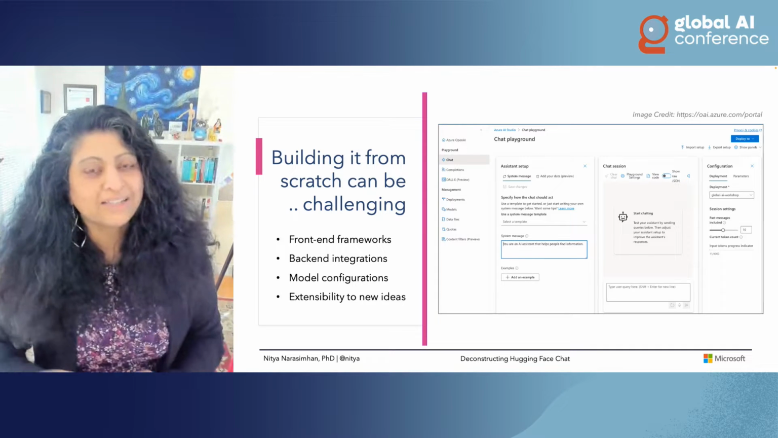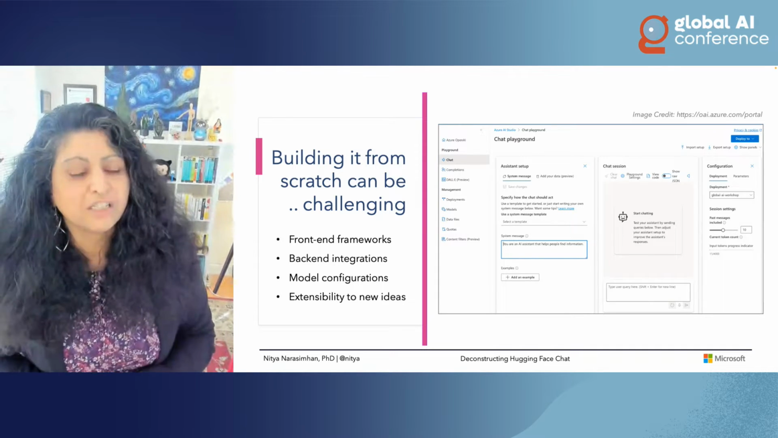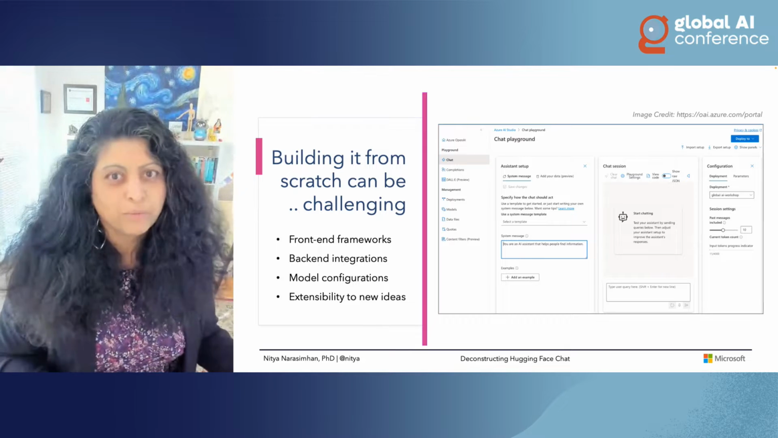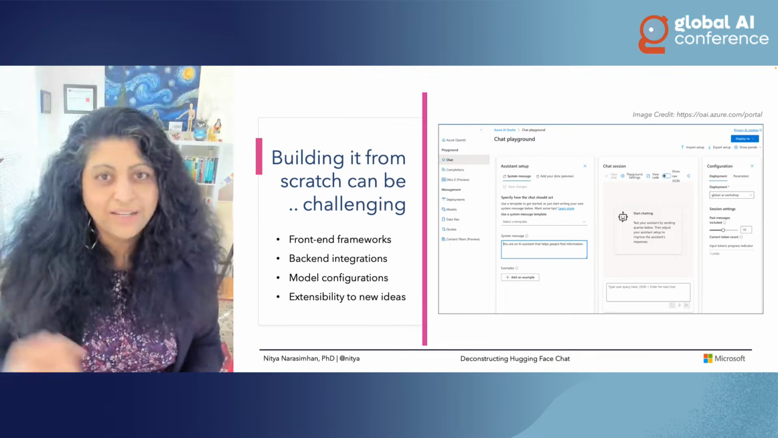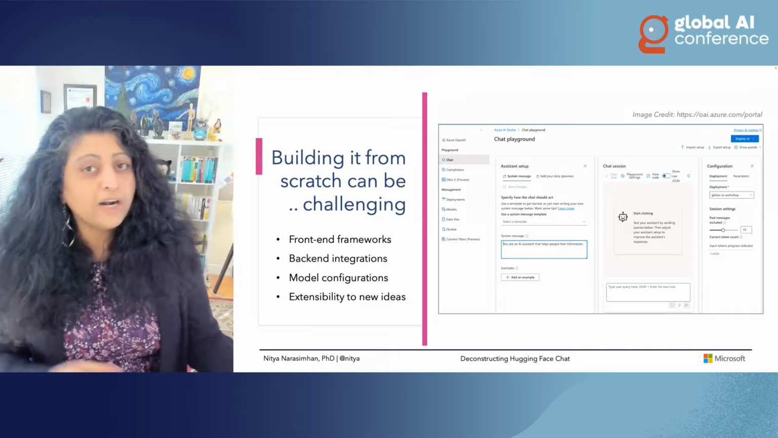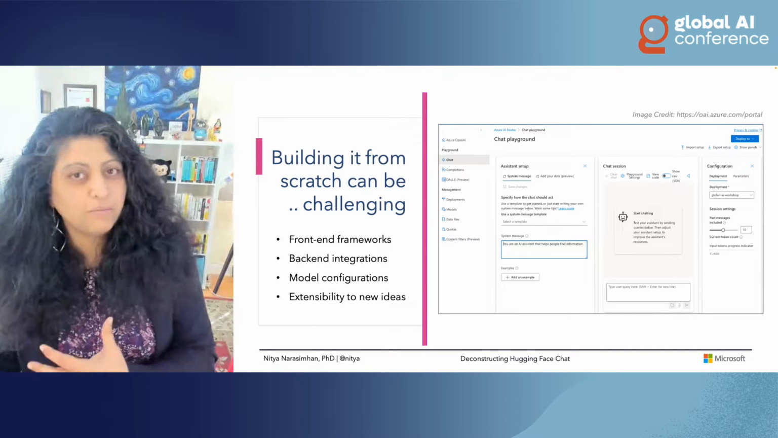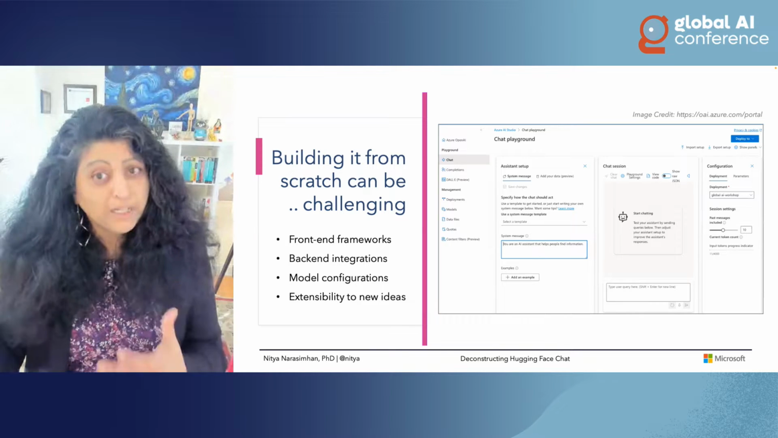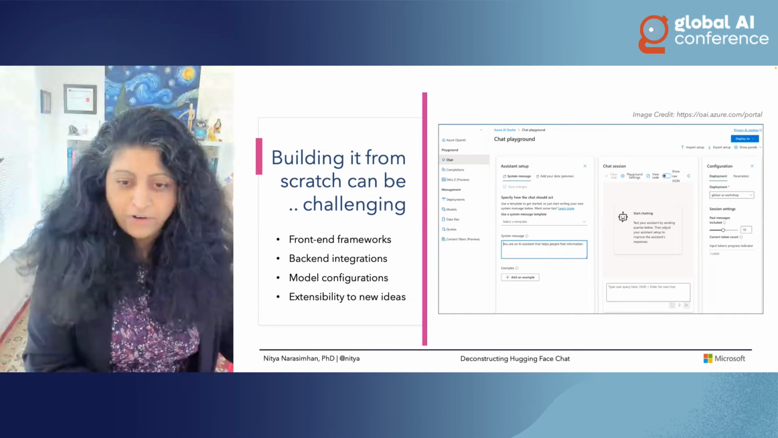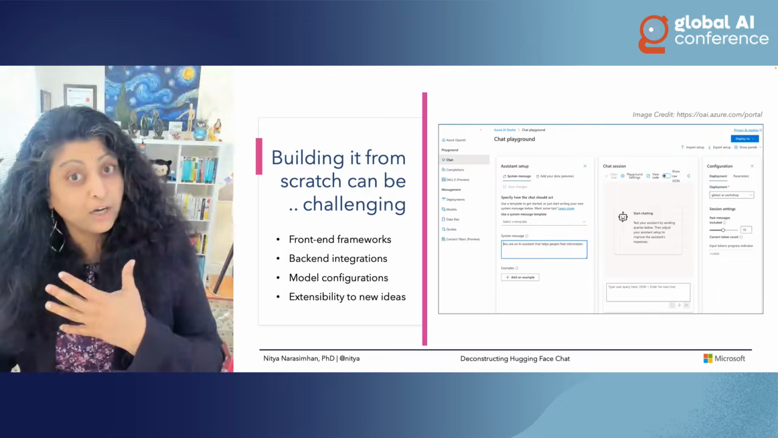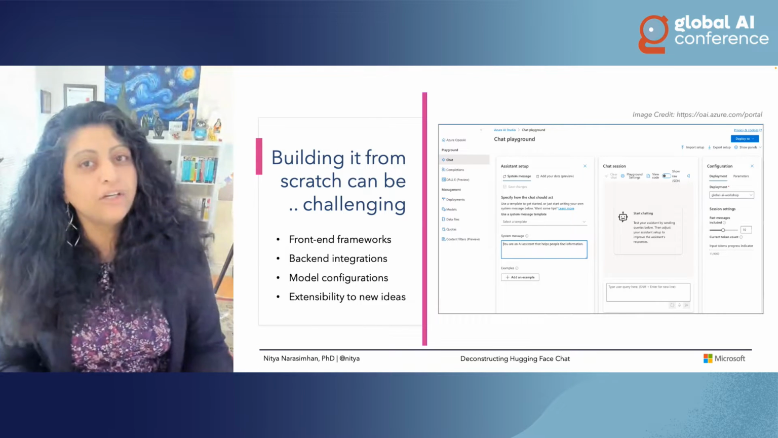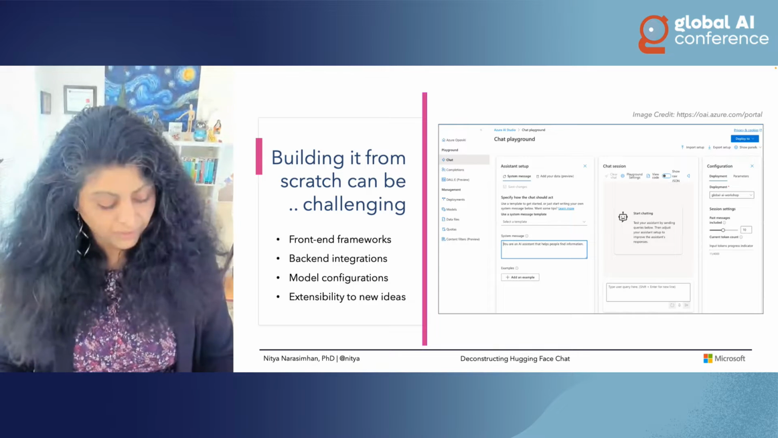Why? Because chances are that if you are in this space, you might be a data scientist or an AI person who knows Python and can work with Jupyter notebooks and really run rings around those models. Or you are an application developer who knows the front end part, but may not know how to work with the backend models. So to build something like this, you need to have knowledge of front end frameworks. You need to know how to do backend integrations. You need to know how to configure models, and you need to be able to extend this to other ideas.